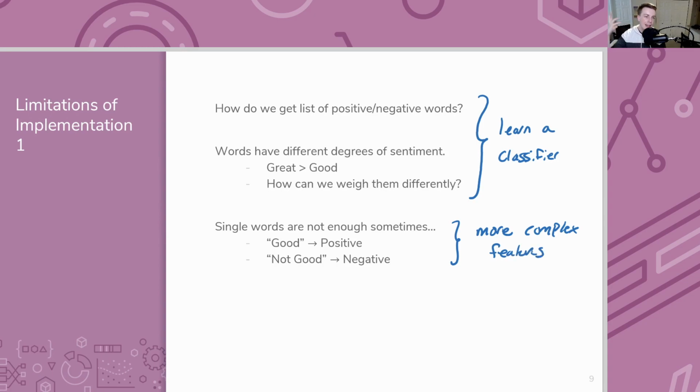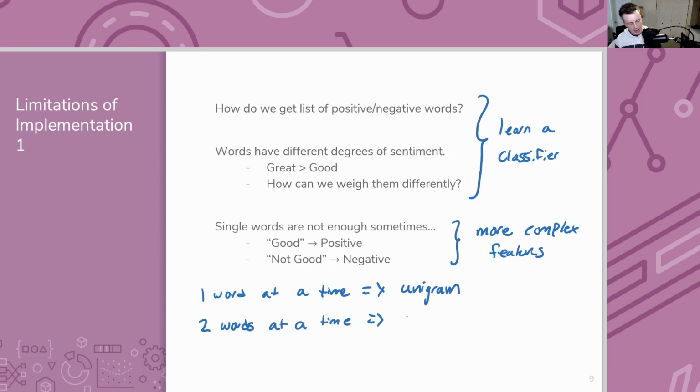What I mean by that is that in this example I was showing before, we were looking at one word at a time, which we call a unigram model. Meaning one. Gram is a fancy word from the natural language processing community, but we're looking at one word at a time. One way of getting around this, like one word's not enough, is to use more complex features by maybe looking at two words at a time. They call this a bigram model.